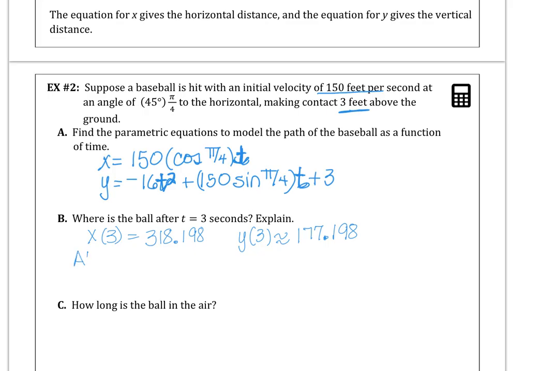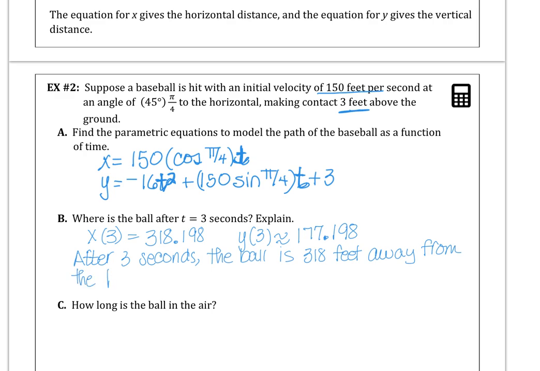Can you think that through? So after 3 seconds, the ball is about 318 feet away from the batter's box, because that's the horizontal distance from the batter's box.